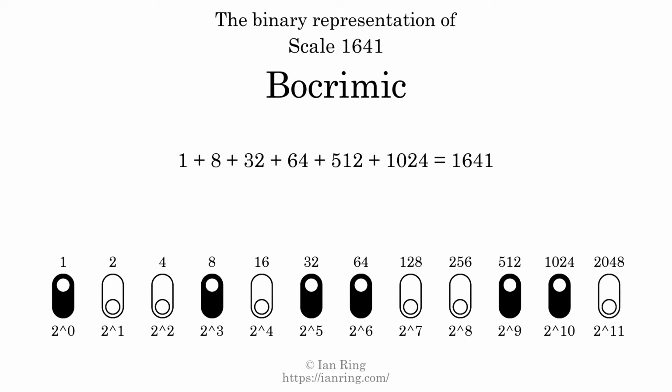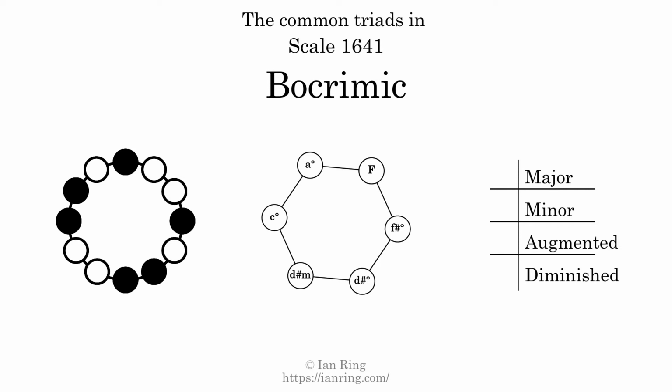1641. The scale number not only enumerates the scale with a unique index, but it also literally describes the tonal content of the scale. Represented as a binary number in base 2, the scale number is 0110011011001. Here are the common triads present in this scale.